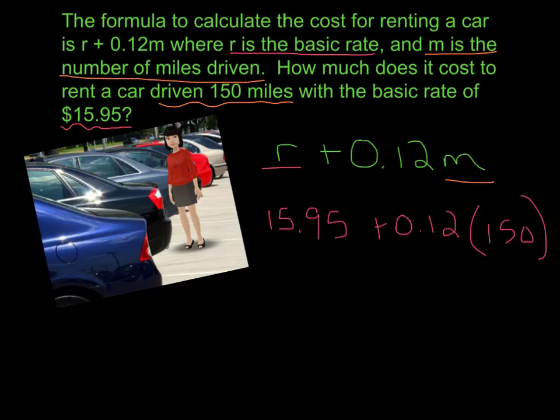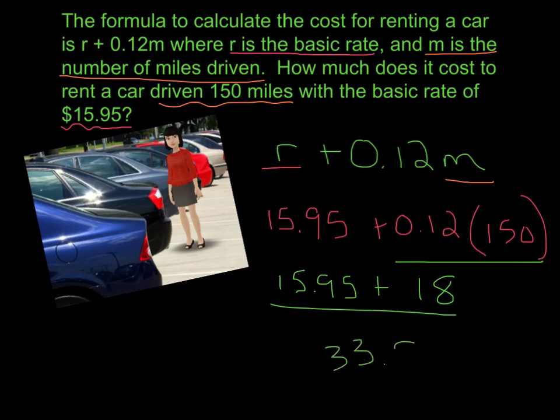So $15.95 plus 0.12 times 150. Following order of operations, we have to multiply first and then add. 0.12 times 150 equals 18, and we just have to add that to $15.95, and you should get $33.95.